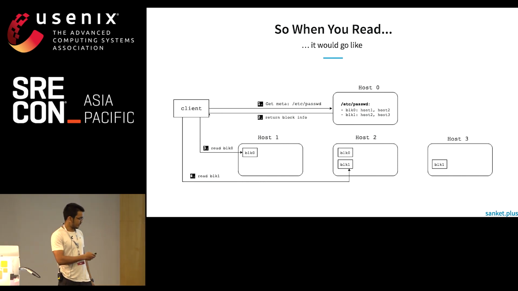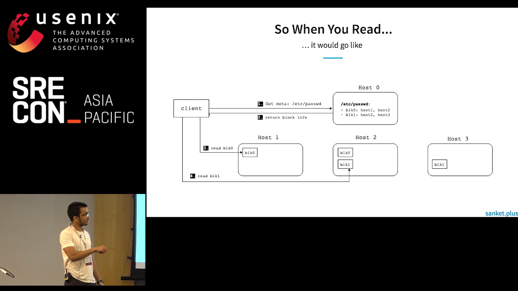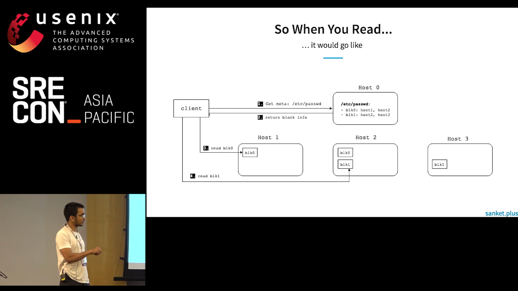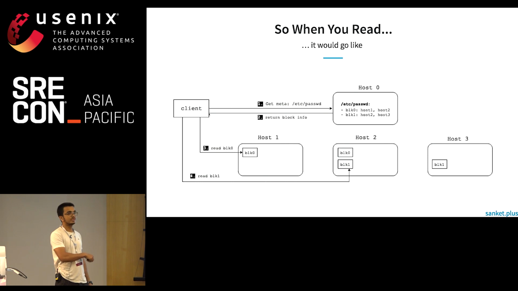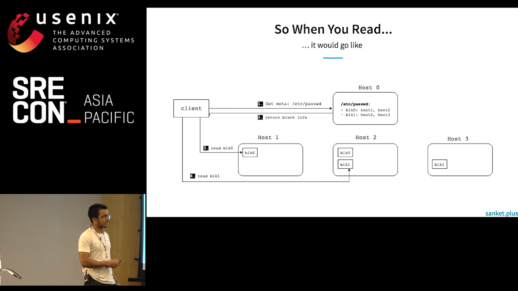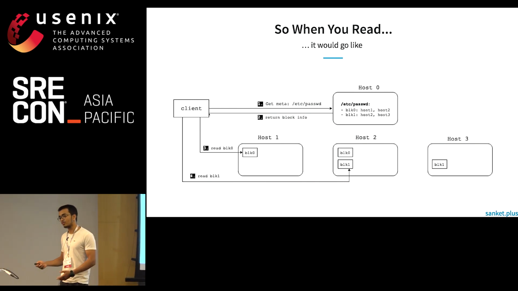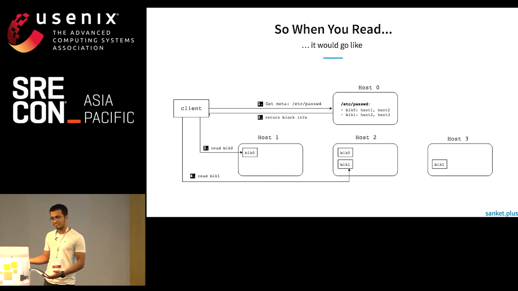So now what the client will do is go directly to the host that contains those blocks and read. So you can see that the metadata node is contacted only once, and now the client can go directly to the host that contains the actual blocks and read them. If it wants to read block 1, it can go to host 2. Now in case host 1 is down for some reason, your client knows where else to find block 0. So if host 1 is down, it can go to host 2.